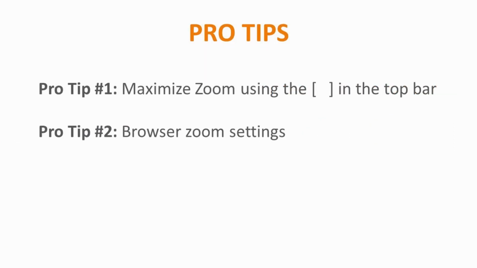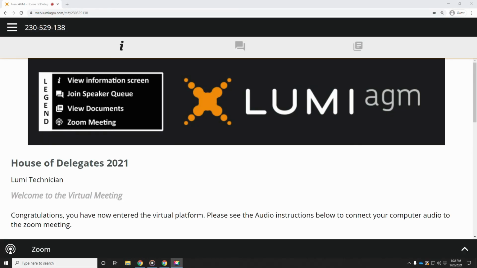Web browser Zoom settings. If you do not see the Zoom window, or if your LUMI and Zoom windows are not side by side, it is possible that your web browser is zoomed in too much. For the best viewing experience, the browser zoom setting should be set somewhere between 80 and 110%.